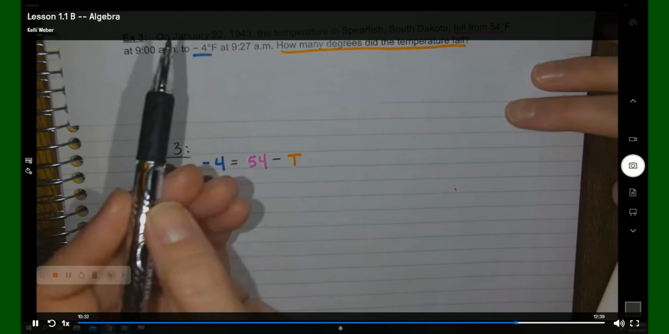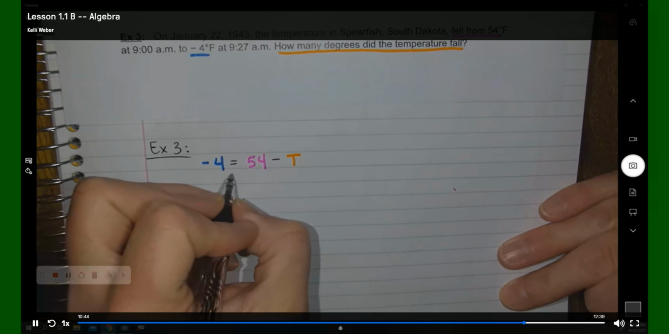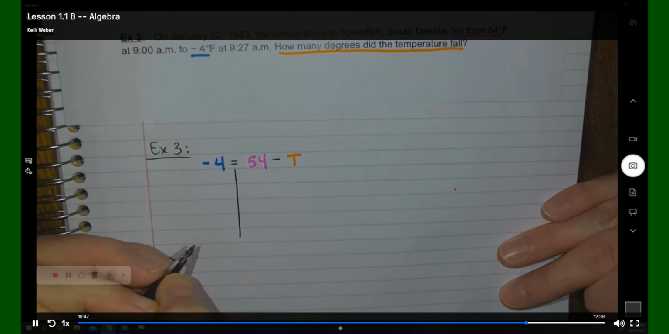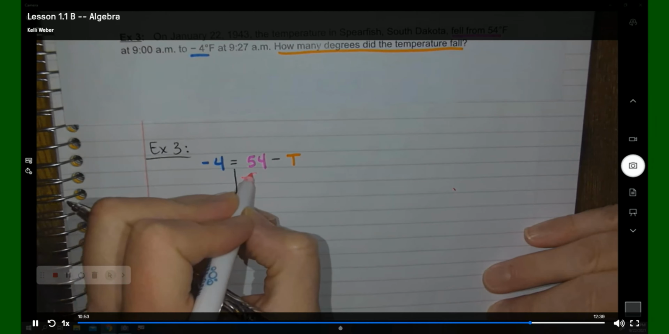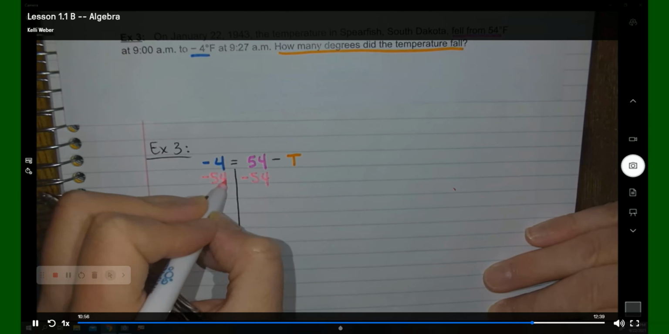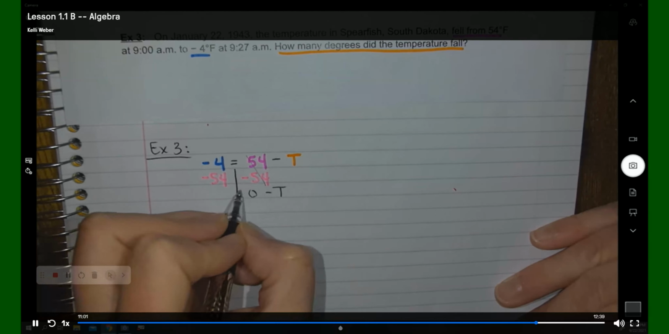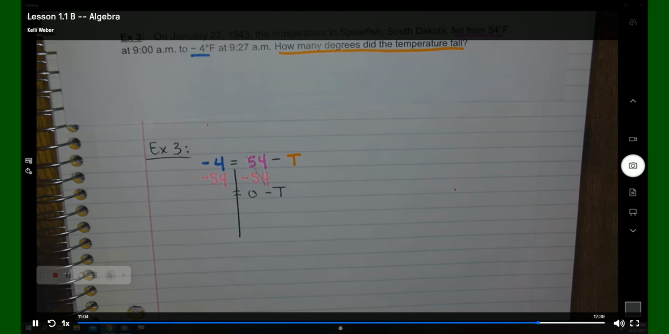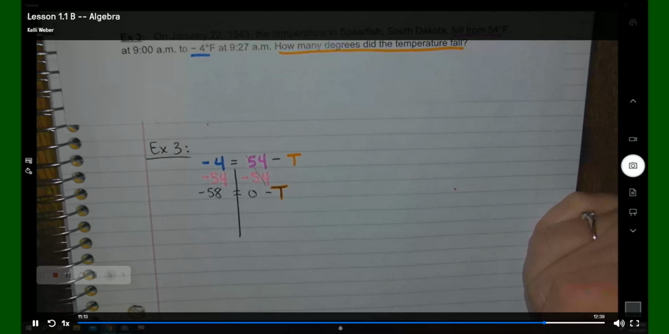In this instance, the time, 9:27, doesn't play anything into this. The date, fun factual information, but it doesn't play into my actual equation. So from here, I'm going to solve. So I'm going to start by subtracting 54 from both sides. So this makes 0. And then -4 minus 54 gives us -58.